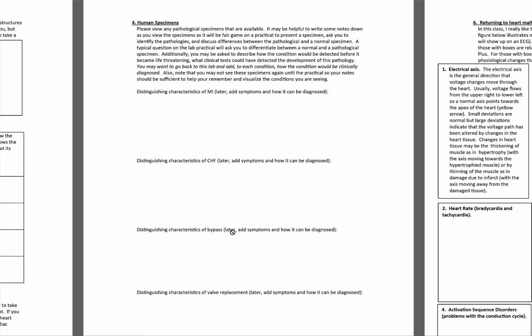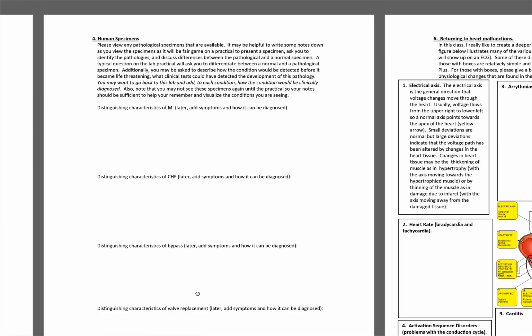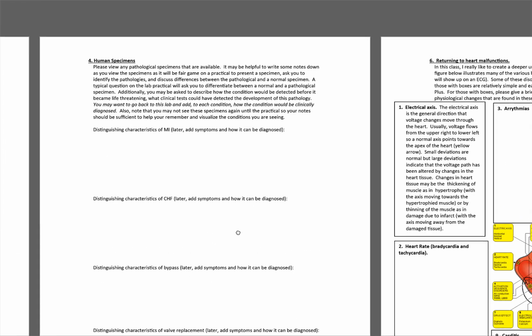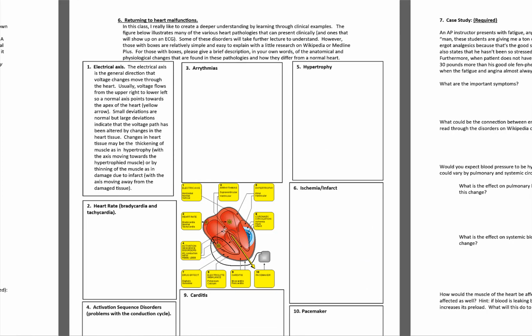I guess I didn't do bypass. Look at bypass too. Look up some figures of bypass. So you would find them as CABG, for coronary artery bypass graft. So pacemaker, valve replacement. I forgot to do bypass, but there's not too much to write. CHF and then MI.